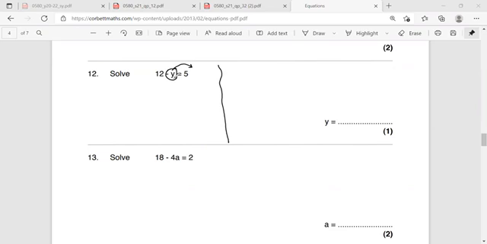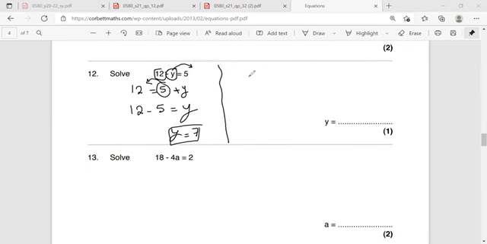First of all, I will move the negative y to the other side to change its sign. So I will say 12 equals 5 plus y. And then I will move the 5, which is added to the y, to the other side. I'll say 12 minus 5 equals y. So y equals 7.